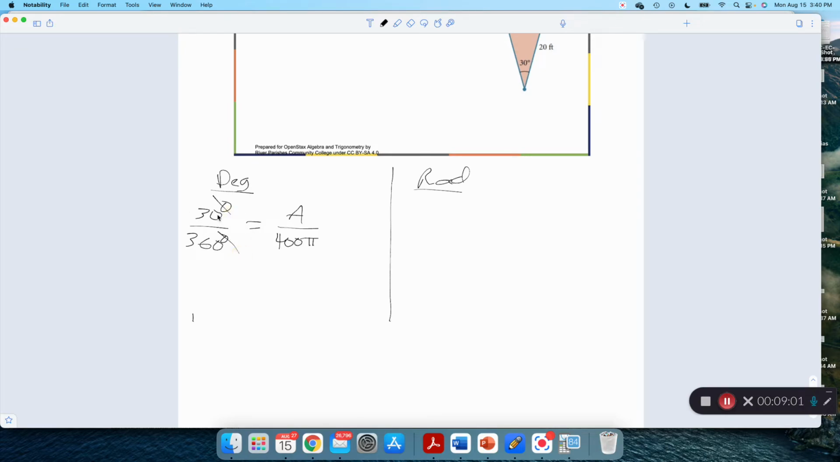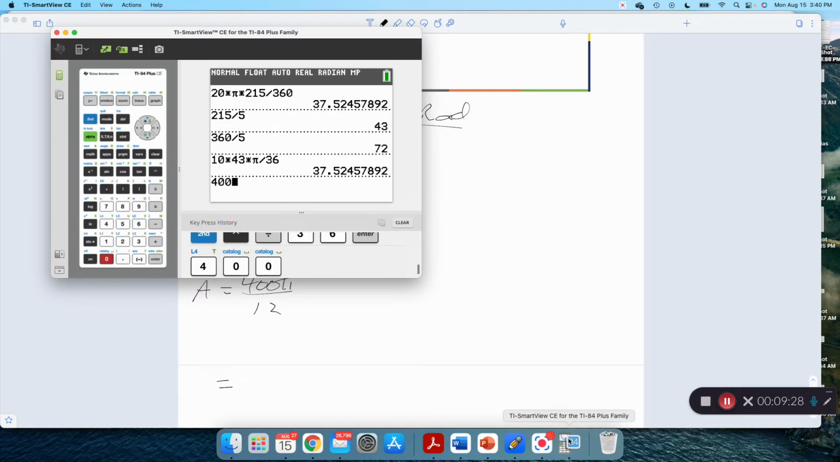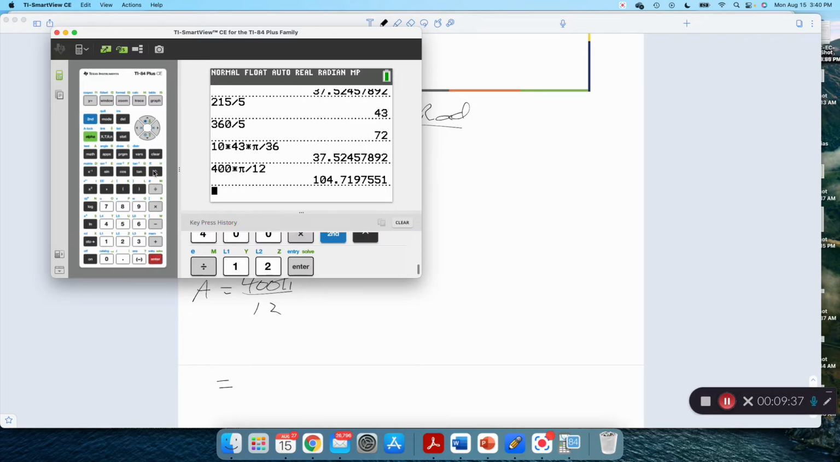Like, I can cancel the degrees. I can cancel a 0. 3 goes into 36 12 times. Multiply the 400 pi up, and my area will be 400 pi over 12. It's an ugly 12. Let's write that a little prettier. And then we can get our fancy calculator out. 400 times, there's our pi button. I have to get second to get to it. Divided by 12. 104.72 if we round to two places.